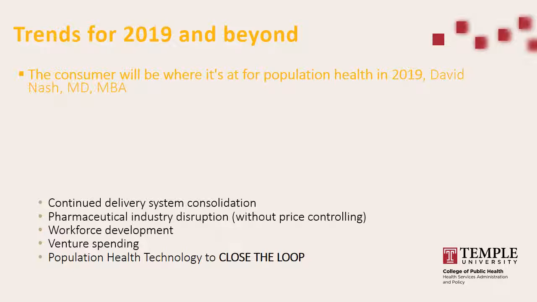Continued health delivery system consolidation. We've seen many major health systems move from having 1 or 2 hospitals to acquiring 10, 15, or 20 hospitals for larger health systems. Pharmaceutical industry disruption, although without controlling the price. Regardless of what side you are on politically, limiting the price of pharmaceutical products just to limit the price is not the answer. There needs to be true disruption in the pharmaceutical industry that will in turn lower the price for products for consumers.